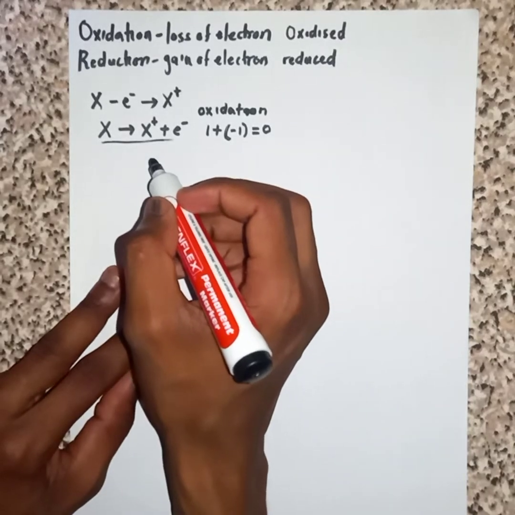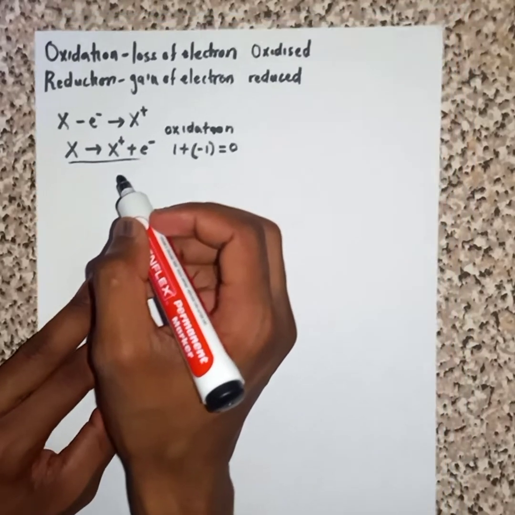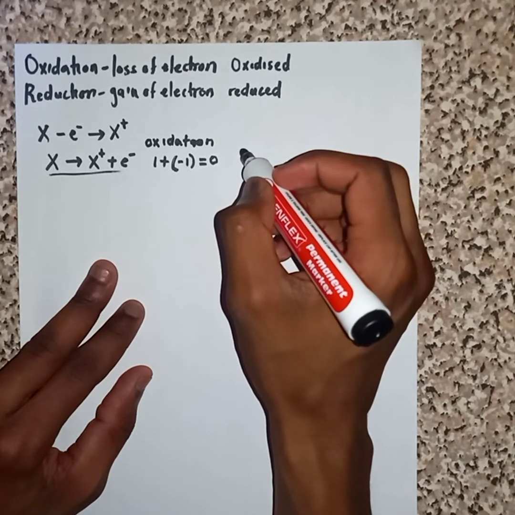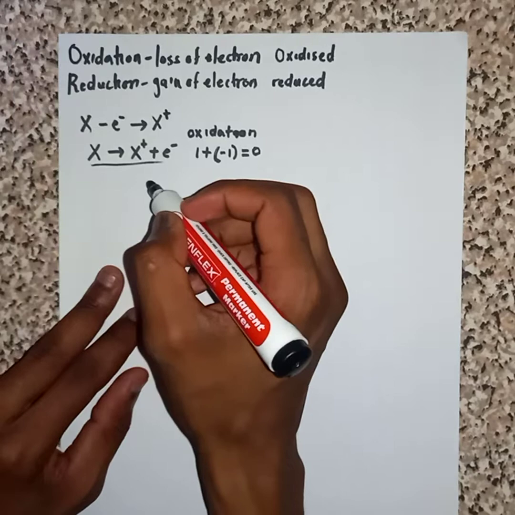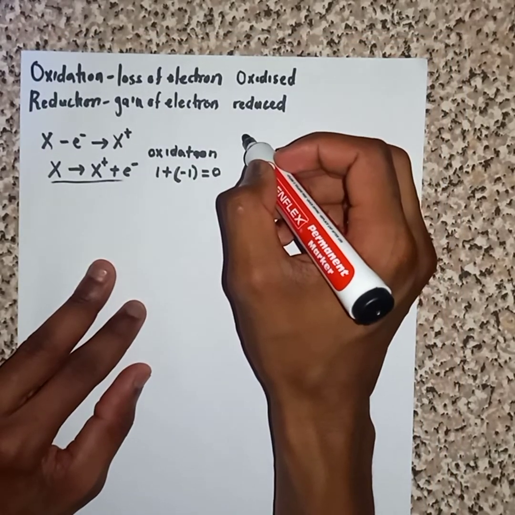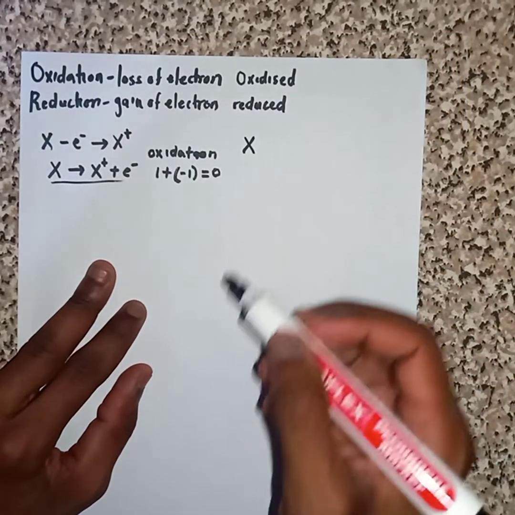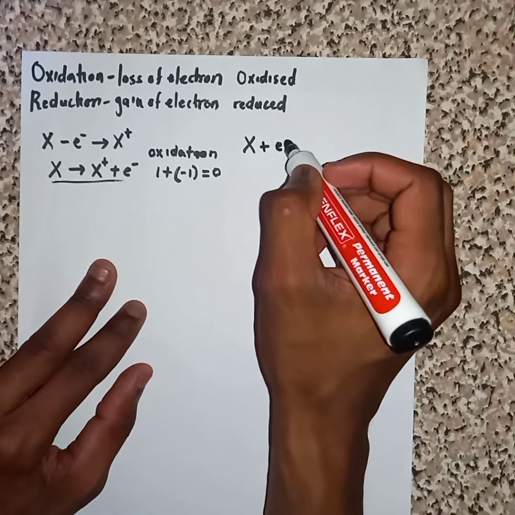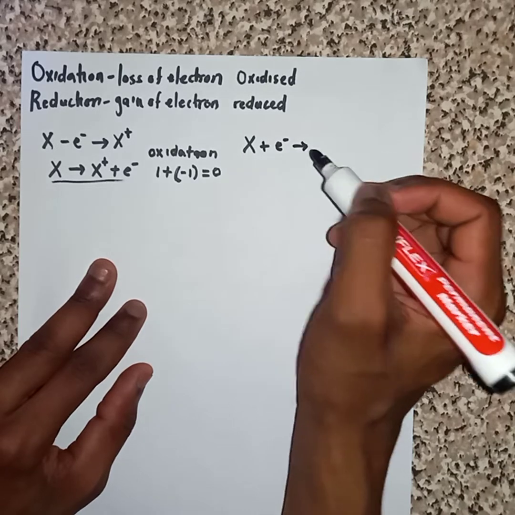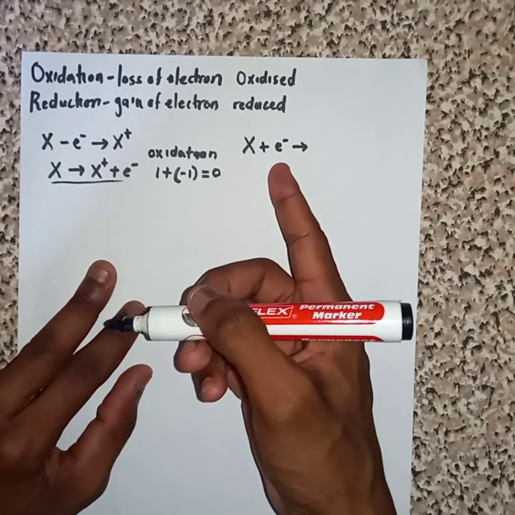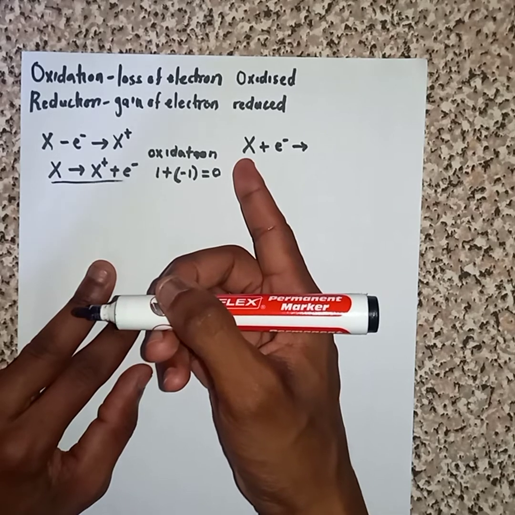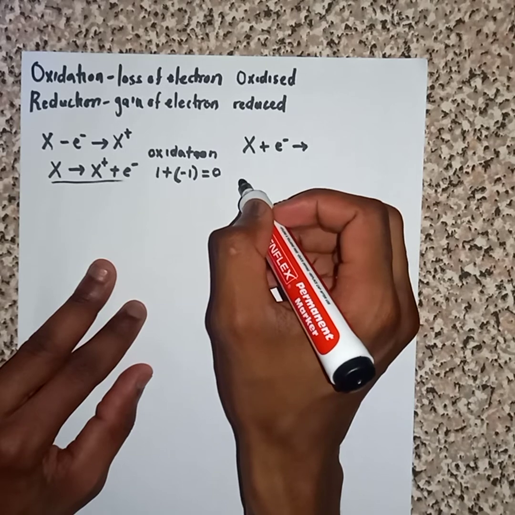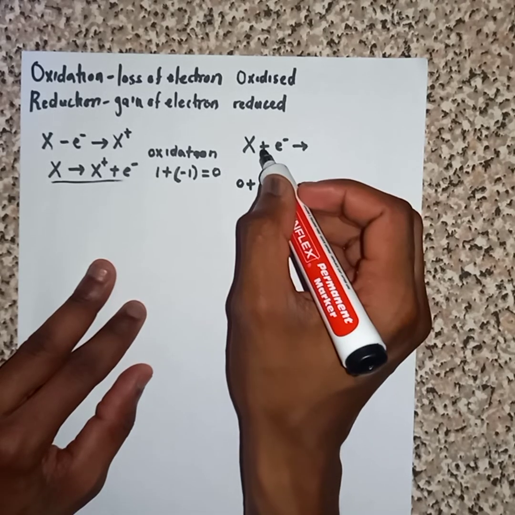Now let us consider another situation. Let's say I have X, an atom. Now I gain electrons, plus one electron. You see, I gain an electron. My atom is neutral. Then look what will happen. My atom is neutral, which is 0, plus this one.